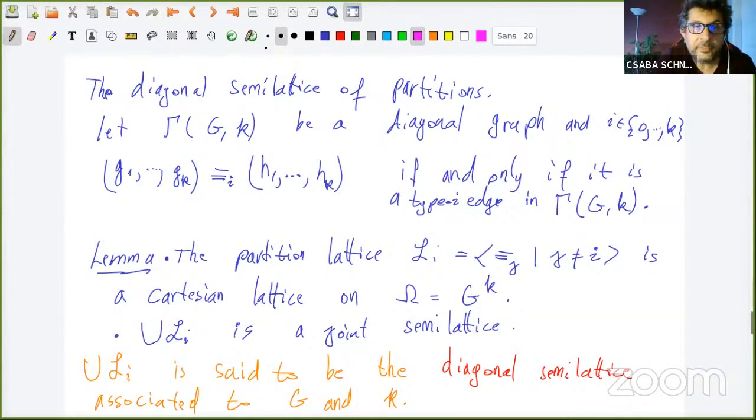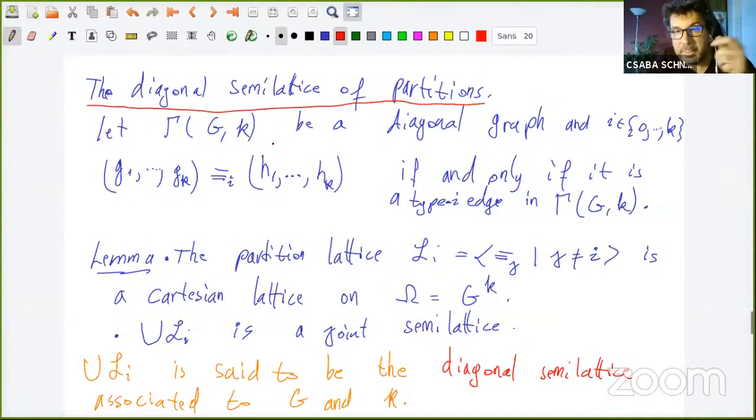So in the case of the diagonal graph, we get something that we call the diagonal semilattice of partitions. It can be constructed the following way. Suppose that Gamma G K is the diagonal graph. Remember this thing that we obtained from the Hamming graph, and then we can introduce an equivalence relation on the set of vertices.